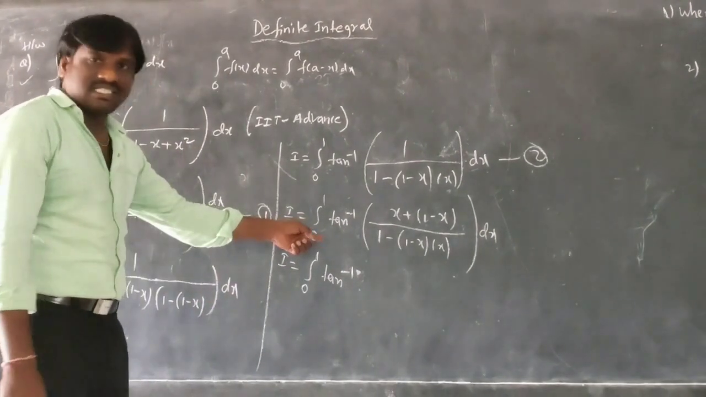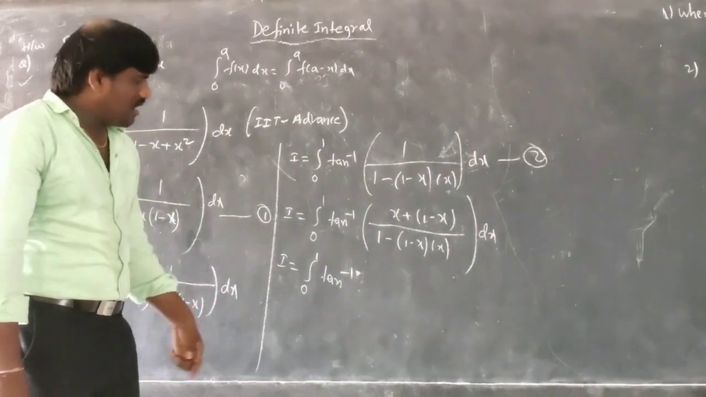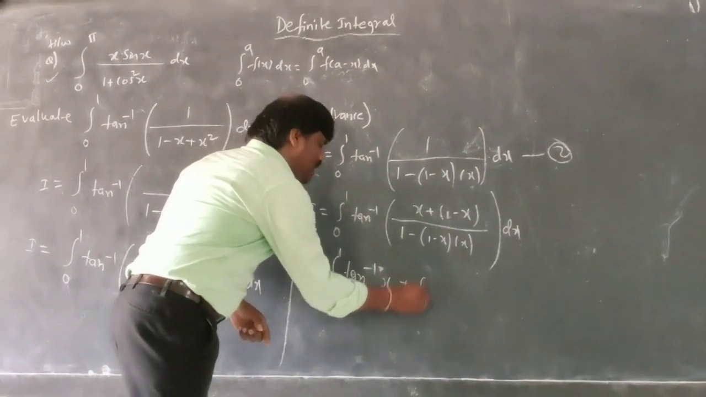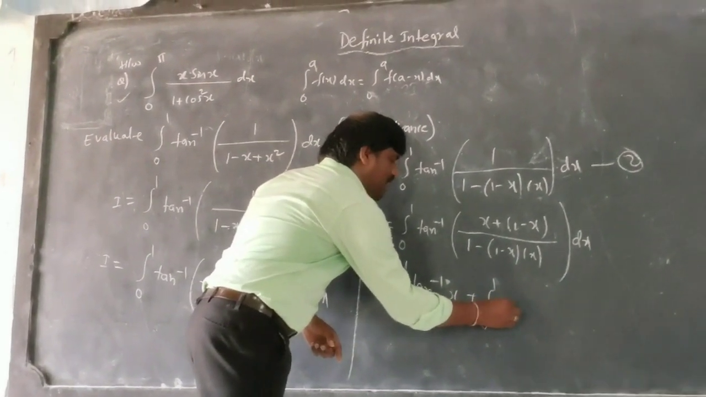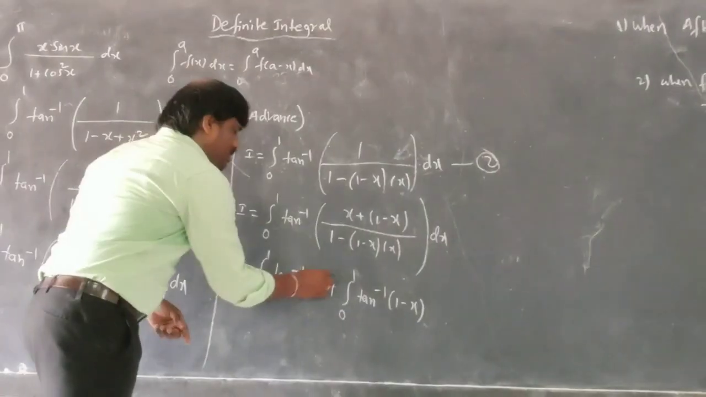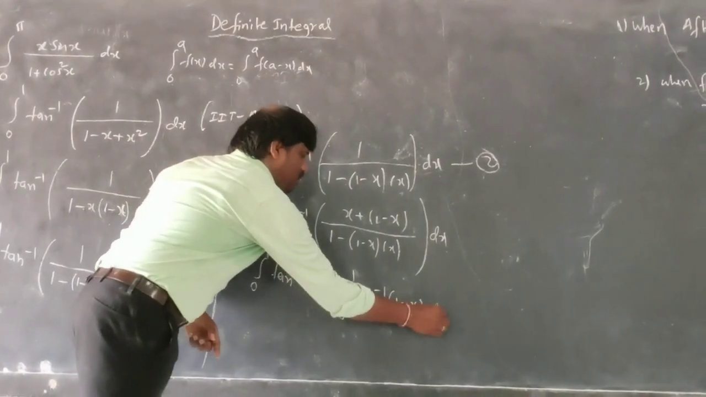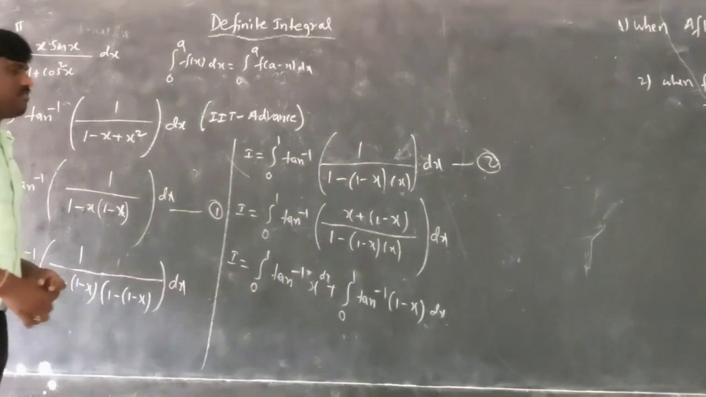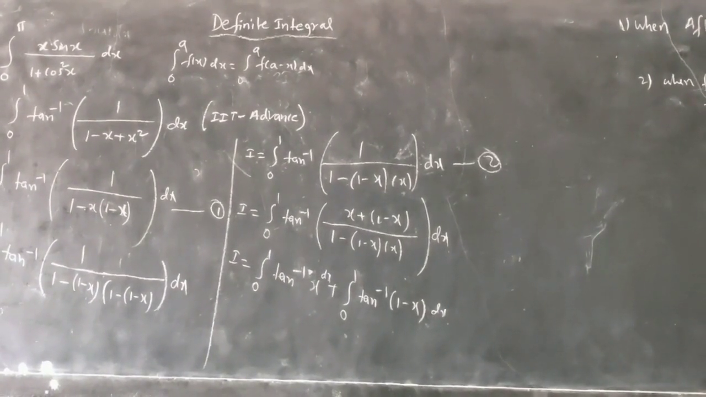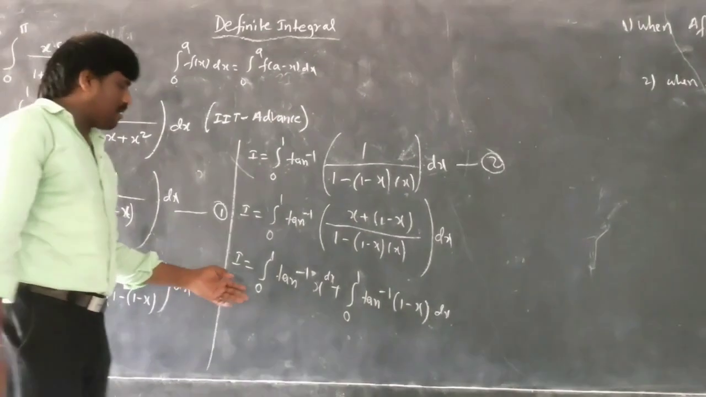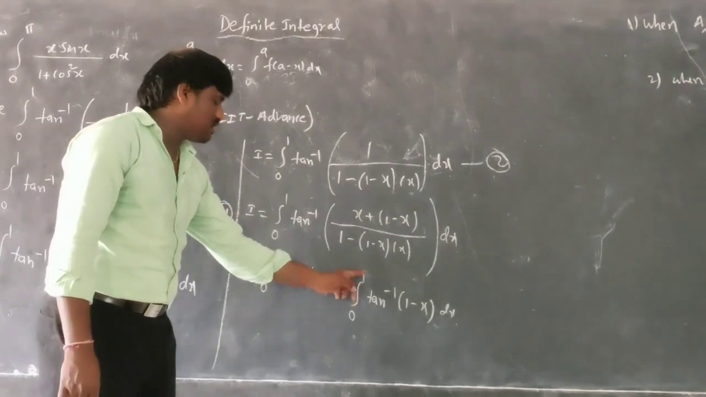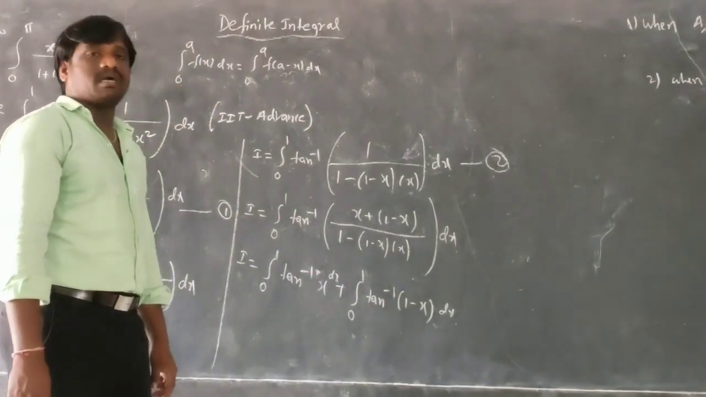In that, what we can write is tan inverse x plus integration 0 to 1 tan inverse 1 minus x. Do you remember this formula in inverse trigonometry? Tan inverse of x plus y upon 1 minus xy is equal to tan inverse x plus tan inverse y. So here I applied the same property: integration 0 to 1 tan inverse x plus integration 0 to 1 tan inverse 1 minus x.